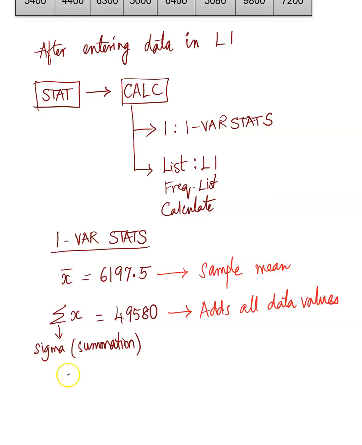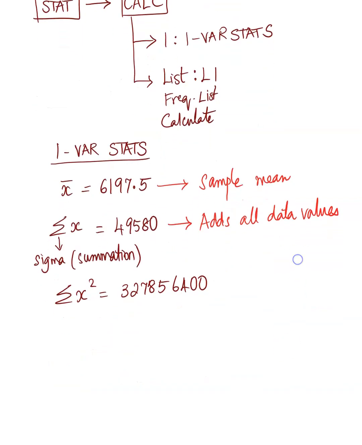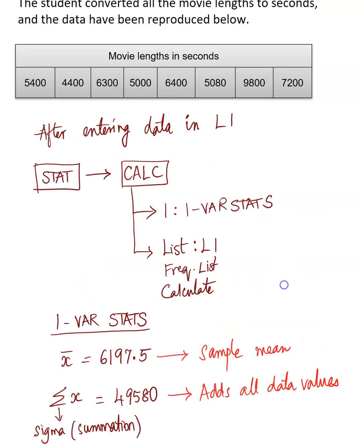The next one is summation X squared, which is 327856400. It's a long number because these are big numbers already to begin with. Summation X squared. So summation, you're adding what? This is adding X squared values. So that means you do the 5400, you square this one, square 4400, take the square of that. Like that, you're going to take the square of each of these X values. That's what X squared means.